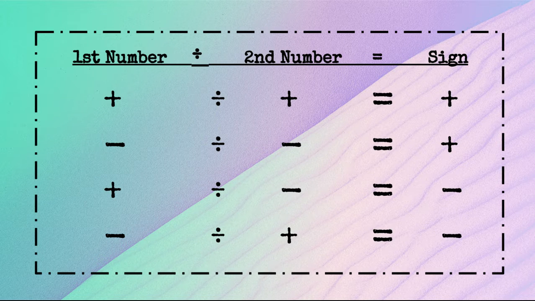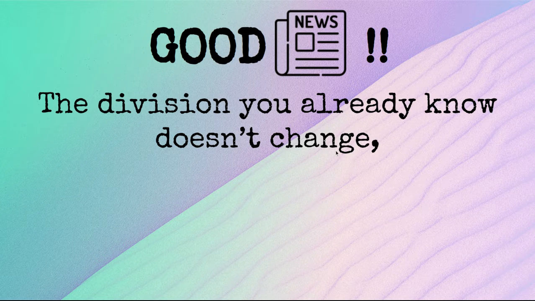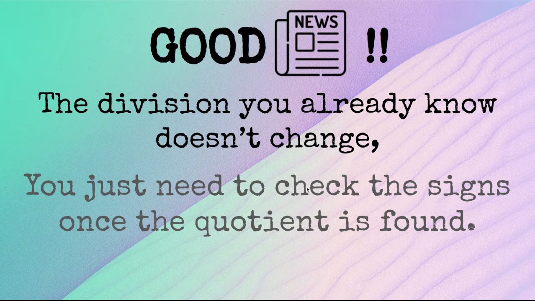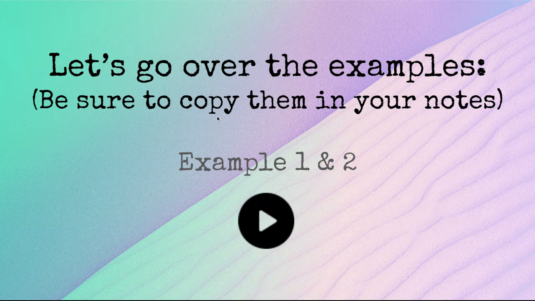The chart remains the same as well. If the first and second number are both the same sign, you'll always get a positive answer. And if the first and second number are different, you will always get a negative answer. The good news is the division you already know doesn't change. You just need to check the signs once the quotient is found. And the quotient is what we call the answer to a division problem.